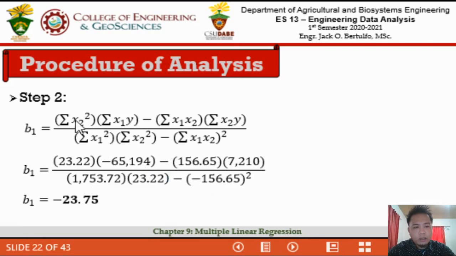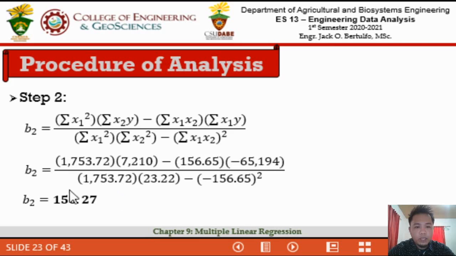Then all the values are already available from our previous calculation. Then solve for it, just substitute. Then you can calculate that beta 1 is negative 23.75. So this is now the equation, this is now the coefficient for the first independent variable. Now, we need to solve for the coefficient for the second independent variable. So we need to solve for beta 2.